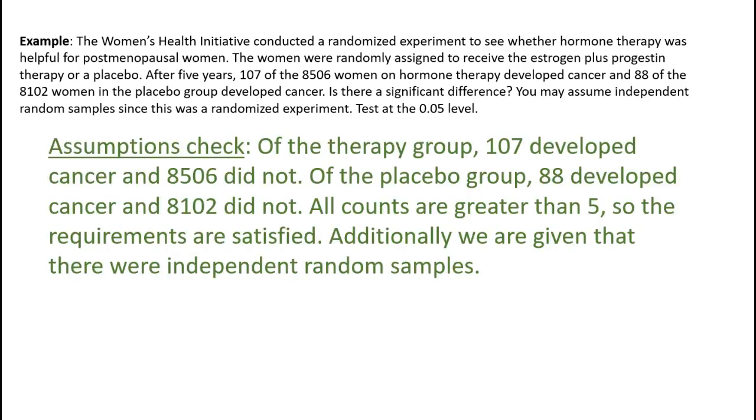So the very first thing that you would need to do in a problem like this is to check your assumptions. So notice of the therapy group, 107 developed cancer and 8,506 did not. Of the placebo group, 88 developed cancer and 8,102 did not. All counts are greater than 5, so the requirements are satisfied. Additionally, we are given that there were independent random samples. So first we've checked our assumptions. Now we can set up our hypotheses.